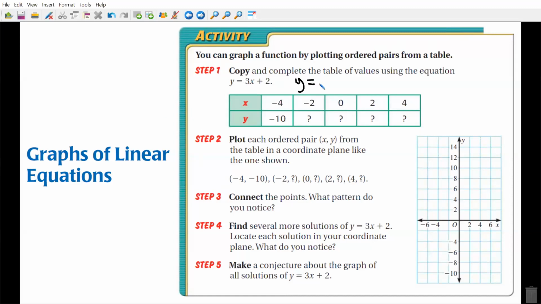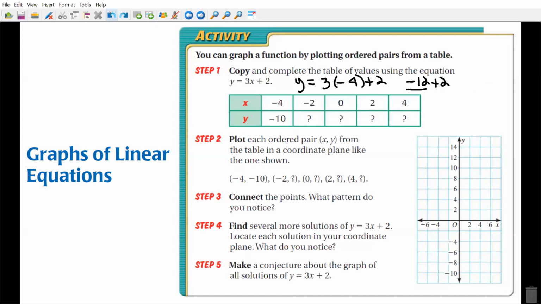Y is going to be equal to 3 times negative 4 plus 2, right? And guys, 3 times negative 4 is going to be negative 12. And negative 12 plus 2 is going to be equal to? Negative 10. Because I owe 12 and I have 2, right? So the answer is going to be negative 10. That's the negative 10 you have over here, right?